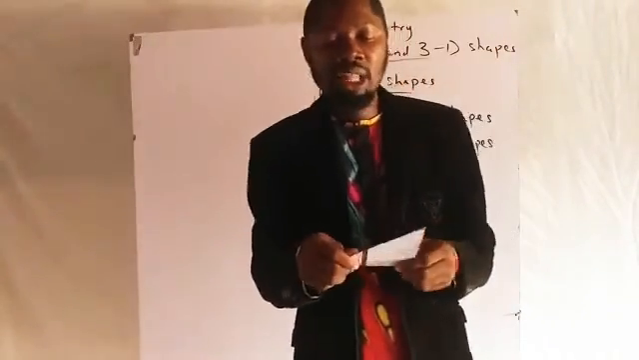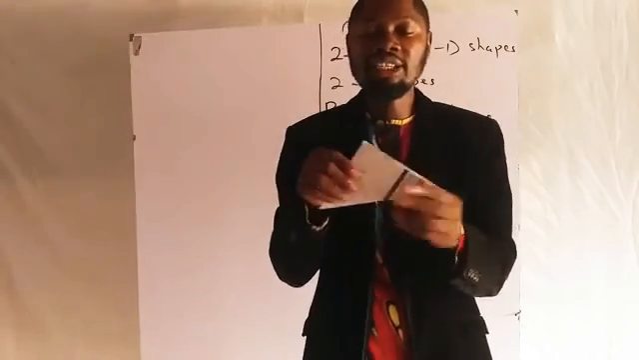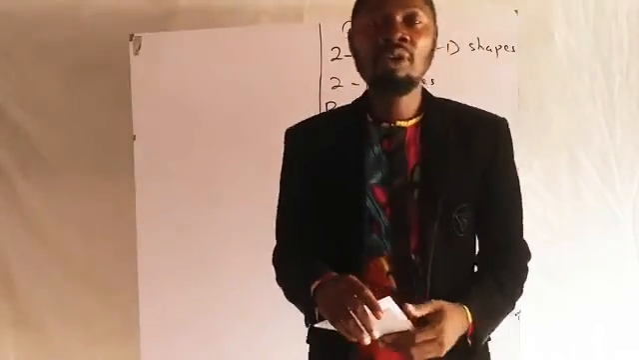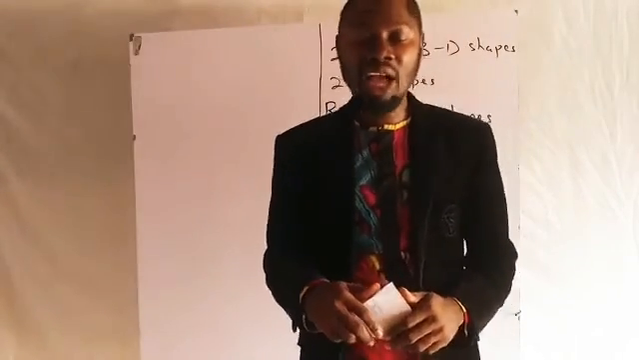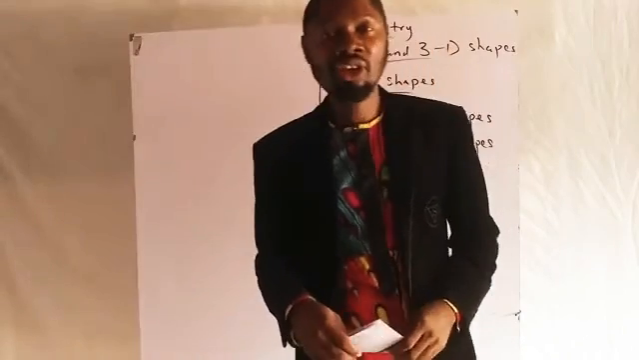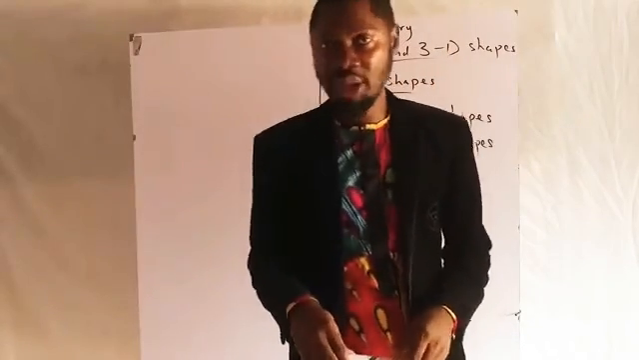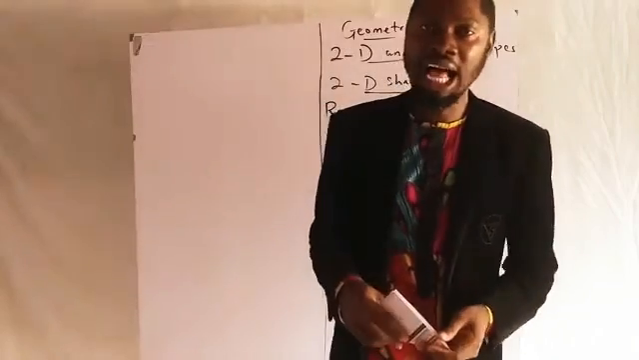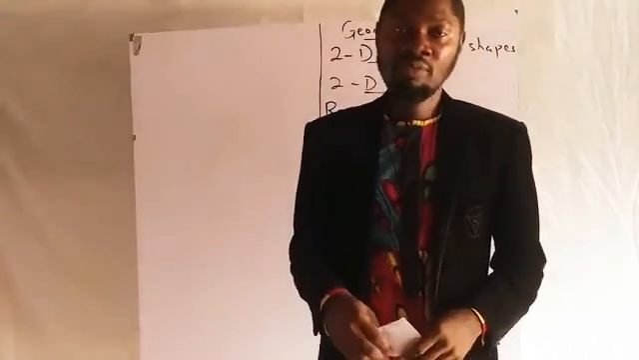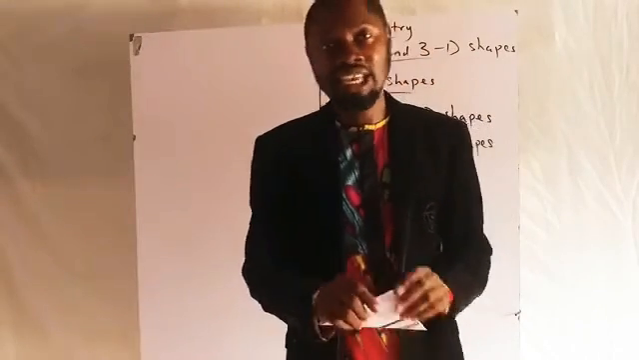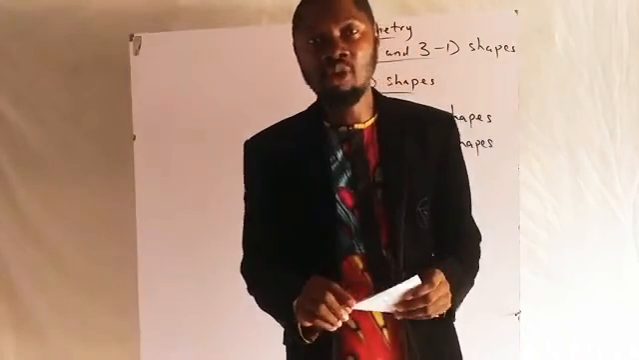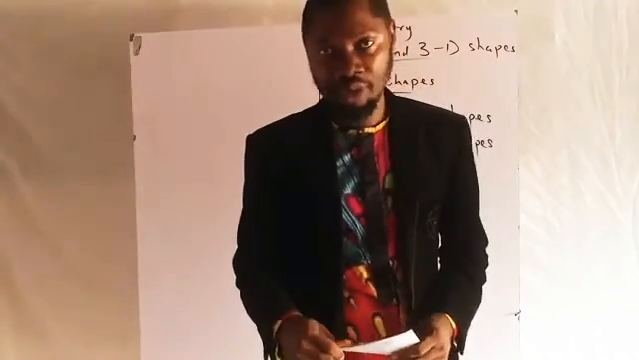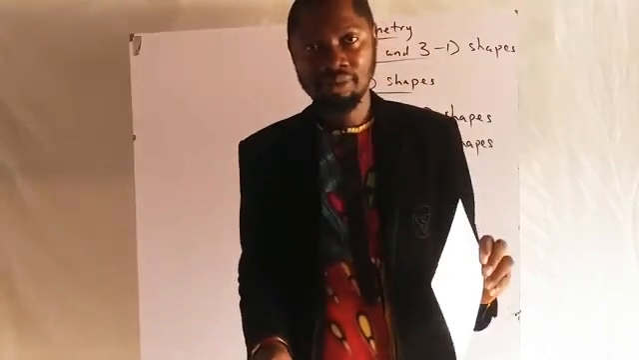For example, a scalene triangle and an isosceles triangle are not regular two-dimensional shapes because all the sides of those triangles are not equal. We will come to that soon in our next classes. But an equilateral triangle has all the sides equal. Such a triangle is a regular two-dimensional shape.